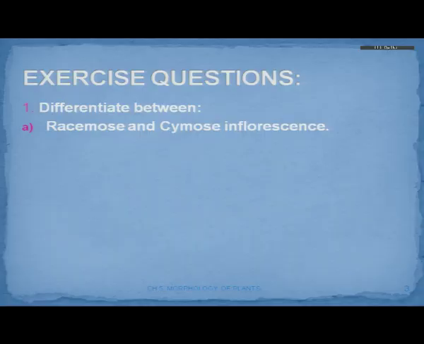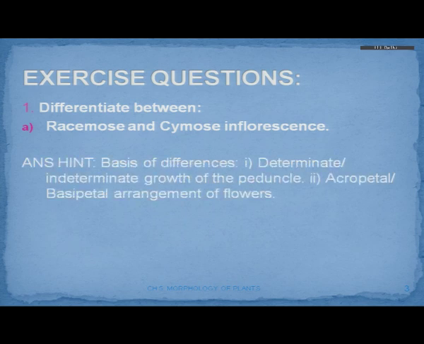The first question was differentiate between racemose and cymose inflorescence. So, you can base your answer around the determinate and indeterminate growth of the peduncle and also acropetal and basipetal arrangement of flowers. You have to tell which of these inflorescences show determinate or indeterminate growth of the peduncle and what order of succession is shown by the flowers in each of these inflorescences.